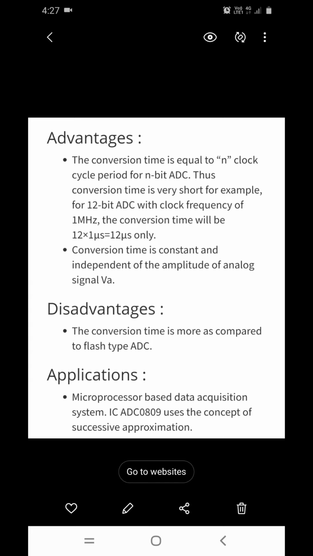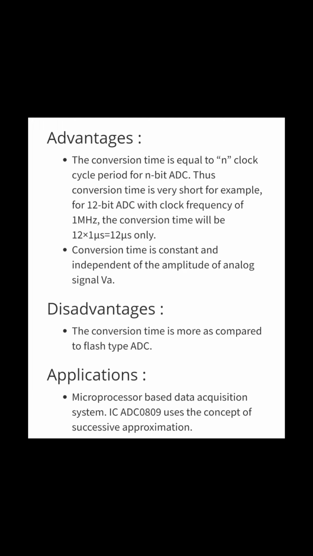Some of the advantages of successive approximation are: the conversion time is equal to n clock cycles for an n-bit ADC. Hence conversion time is very short. For example, for a 12-bit ADC with a frequency of 1 megahertz, the conversion time will be 12 times 1 microsecond, which is 12 microseconds only. So the conversion time is constant and independent of the amplitude of the analog signal. But the main disadvantage is that the conversion time is more as compared to the flash type of ADC.